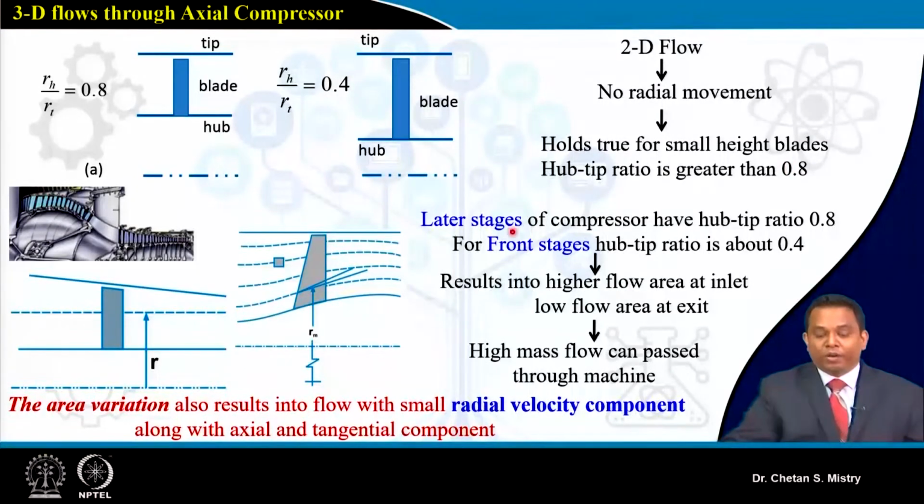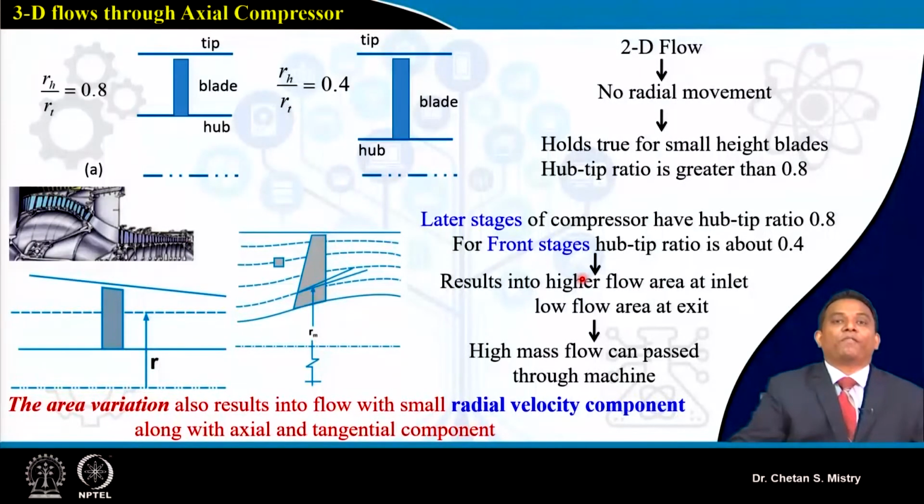So for later stages, the hub to tip ratio is in the range of 0.8, and for front stages, for the fan or maybe the LP compressor, this ratio is in the range of 0.4. This number may vary when we talk about a land-based power plant. So this is an indicative number. It has nothing to do with design at this moment. This is giving rough numbers.